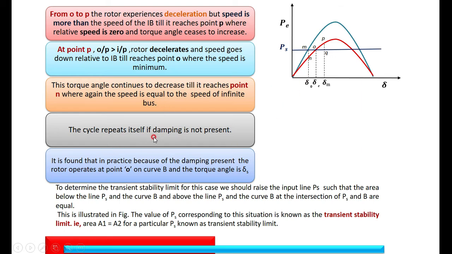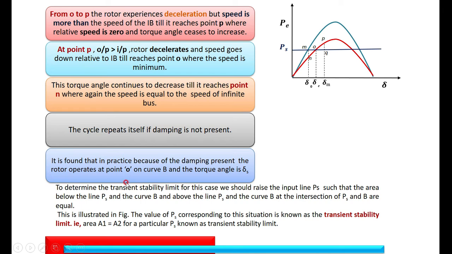The cycle repeats itself if damping is not present. Because of the damping, ultimately it settles down at point O. If the damping is not there, it goes on oscillating between P and N. In practice, because of the damping present, the rotor operates at point O on curve B with the torque angle delta S. Ultimately it settles at point O with the angle delta S.